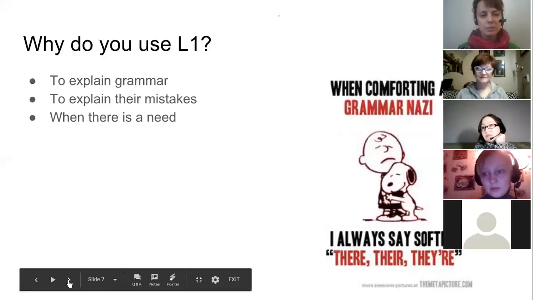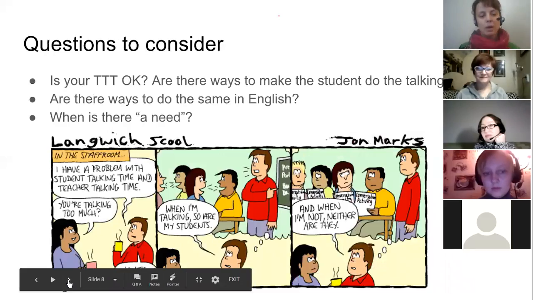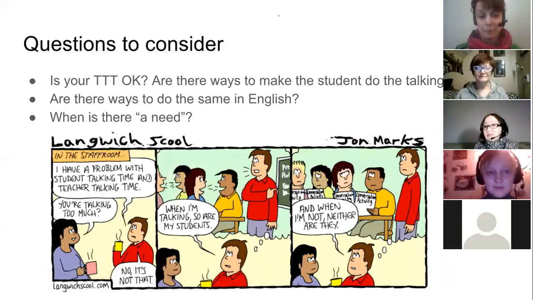But still, we have some questions to consider. So apart from presenting grammar in a different way, there's another thing. How is your TTT doing? Teacher talking time. Is it okay? Is it not too much? And if you explain grammar and then you explain some new words, maybe you don't leave enough time for your student to speak. And maybe there are ways to make them do the talking.